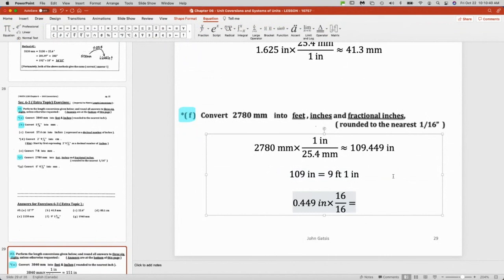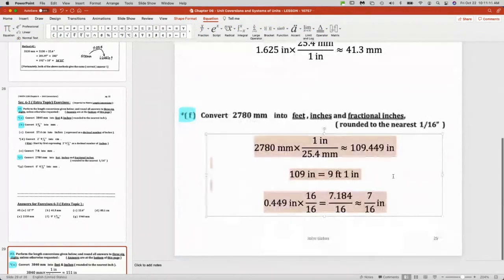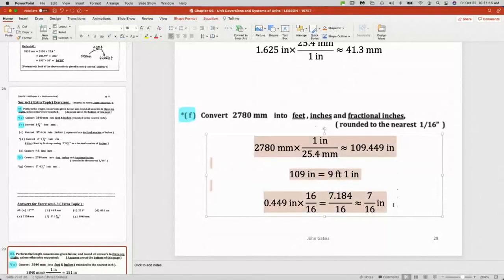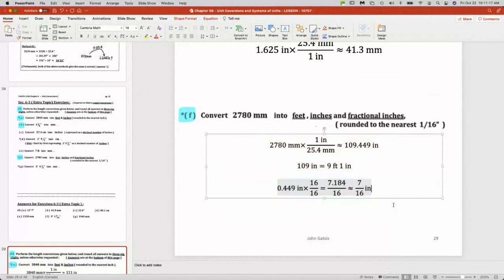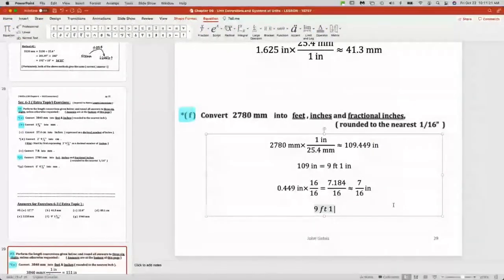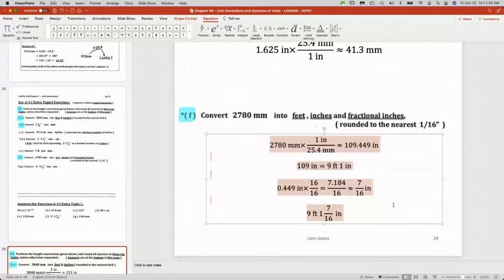So if I do 0.449 times 16, 22. Okay, hurry up. You're welcome. There you have it. 7 and 16ths of an inch. So we put it all together. Final answer: 9 feet 1 and 7/16 of an inch.